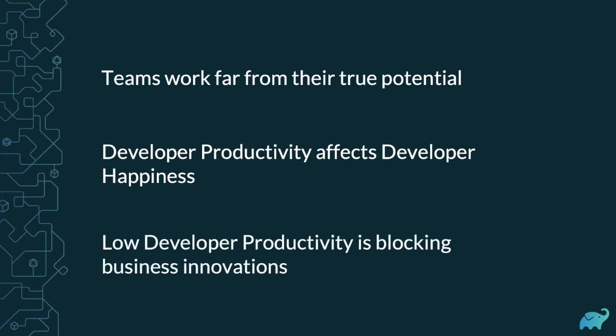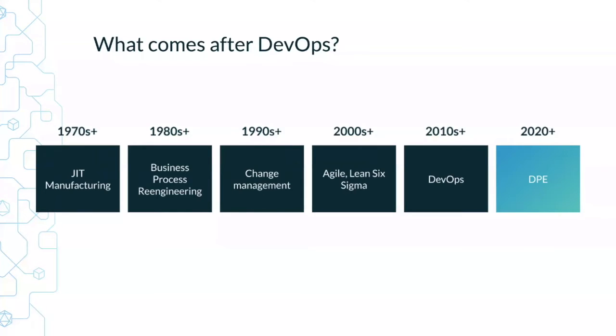And low developer productivity is blocking business innovations. The world could be turning at a faster click if more businesses were gathering the type of data that we recommend with DPE and taking action on that data. All right, so let's put DPE in a little bit of a historical context before we really start talking about the specific practices that will help businesses eliminate some of these bottlenecks and make developers happier about what they're doing.